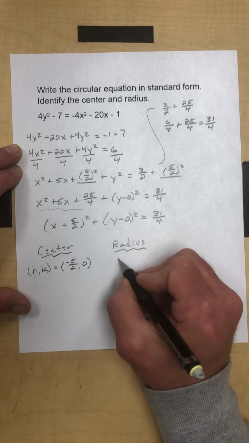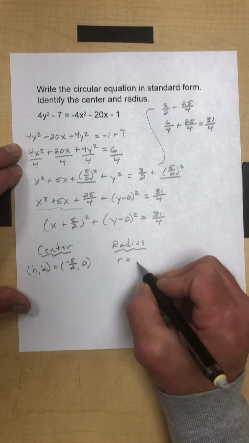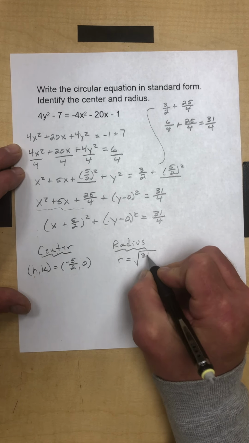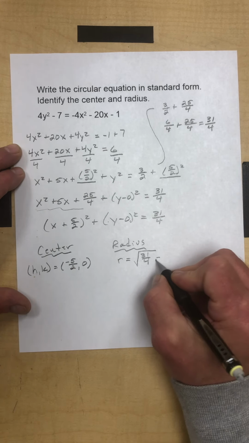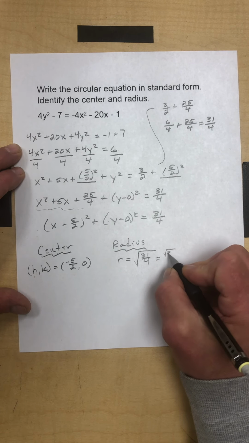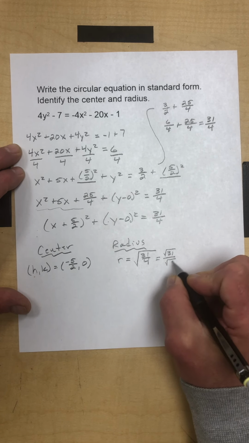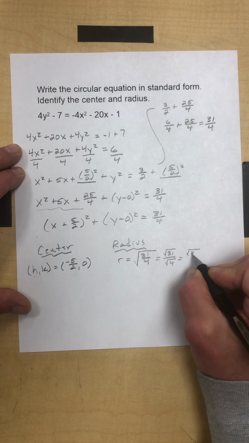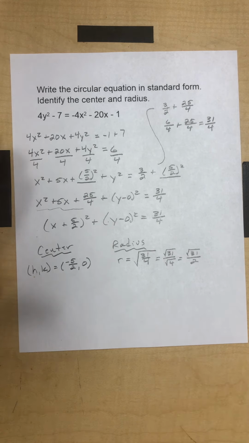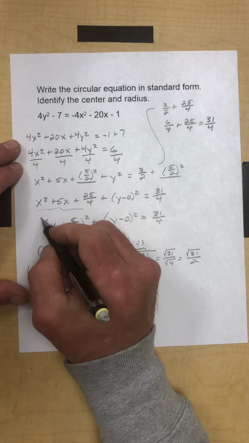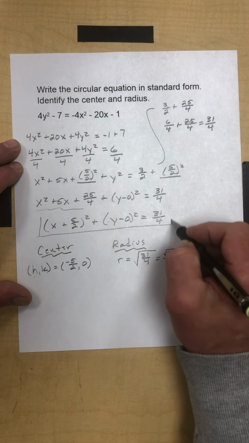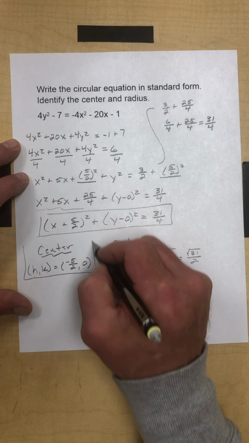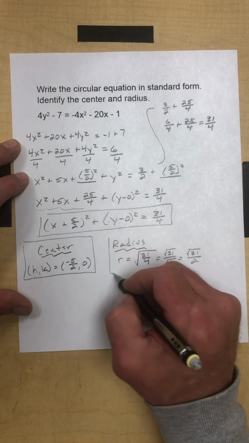And then my radius would be the square root of this guy, the square root of 31/4, which we have to put in simplest radical form. That's the square root of 31 over the square root of 4. 31 is a prime number, so that's just the square root of 31 over 2. And there's our radius. So we've got our equation in standard form, we have our center and we have our radius.